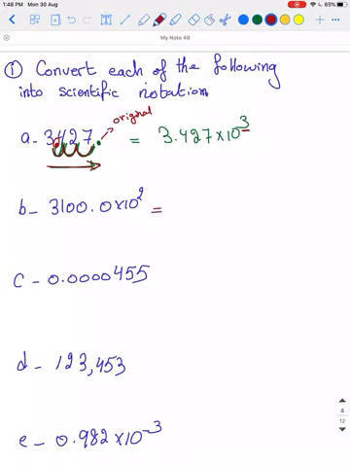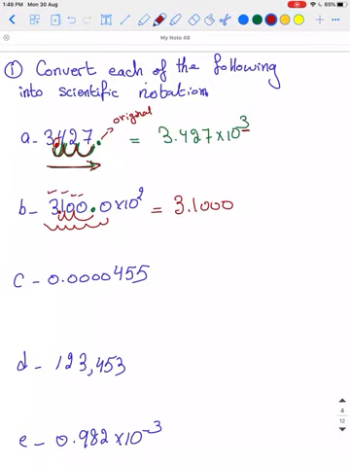What about the second one? The original one, as we can see, the green one is here. I want the decimal to be here, such that it's a number between 1 and 10, 3.1000. So let us count how many displacements we have from the original. So we have 1, 2, 3 displacements. So this one, I will rewrite it 3.1000, keeping the same number of significant figures.